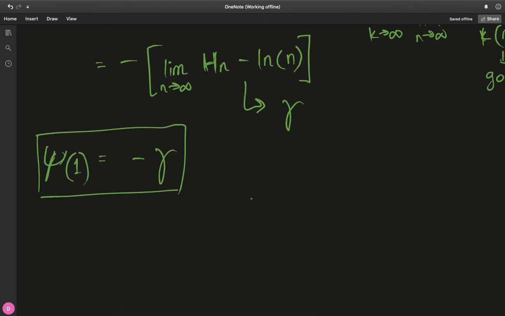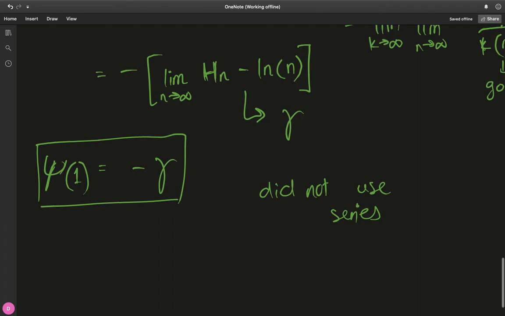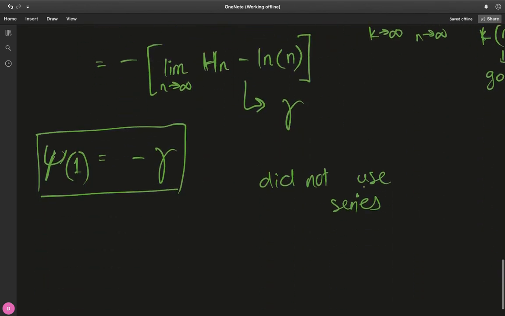It's a really satisfying conclusion. We did not use the series representation for the digamma. We just used the definition of the gamma, and so we just solved it using this limit definition and everything.